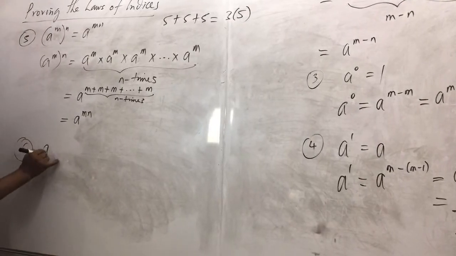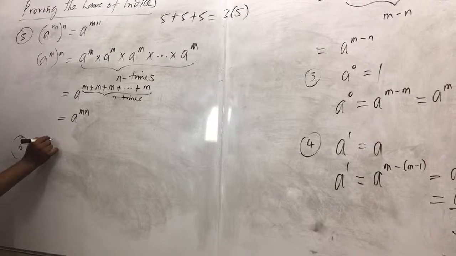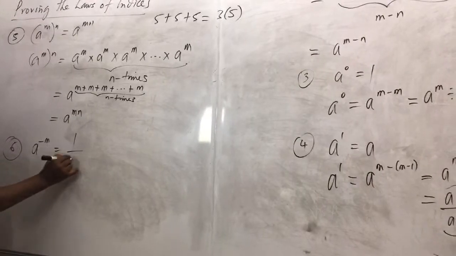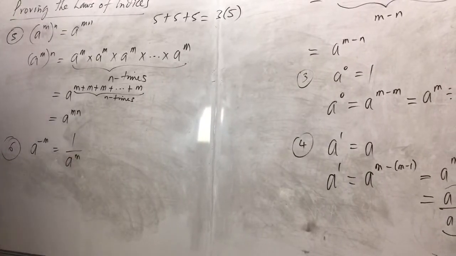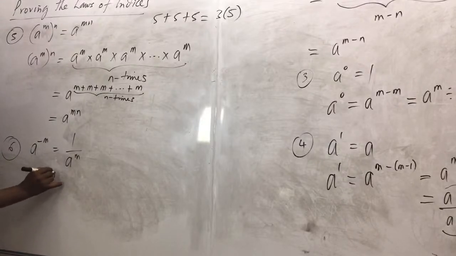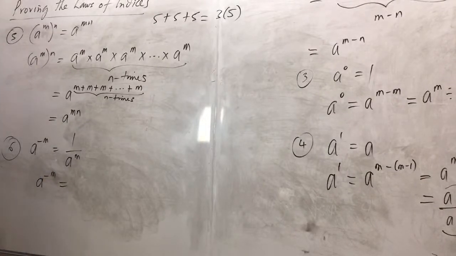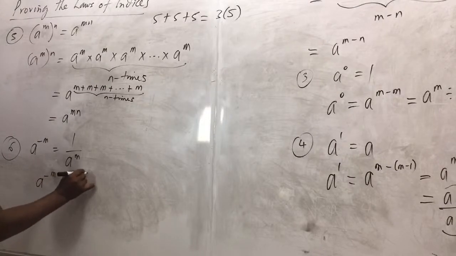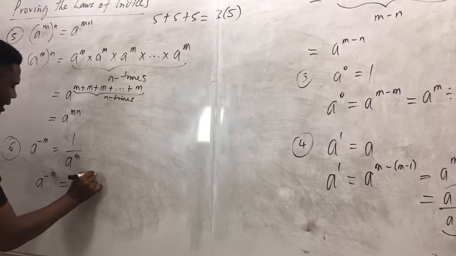So a raised to the power minus n is 1 over a raised to the power n. Okay? So how do you prove this law? We start by writing this. A raised to the power minus n can be written as a raised to the power 0 minus n.